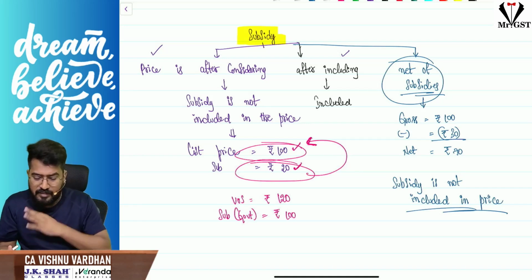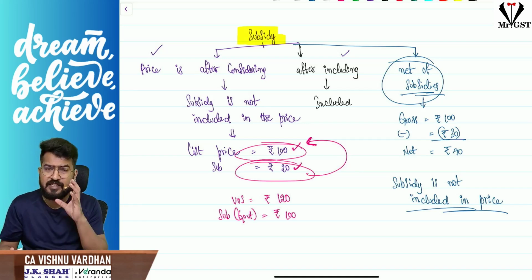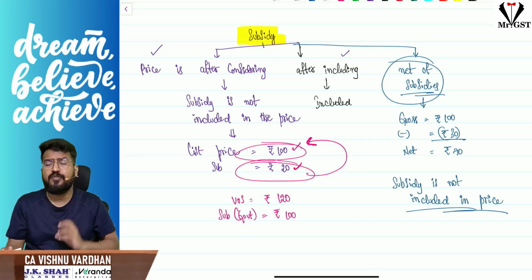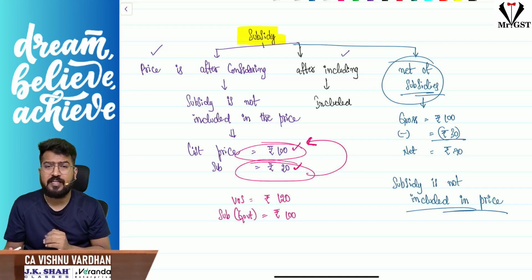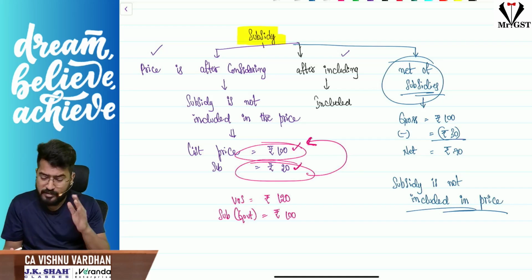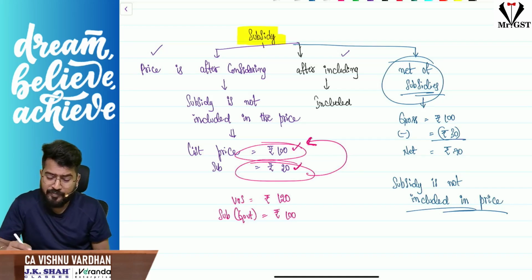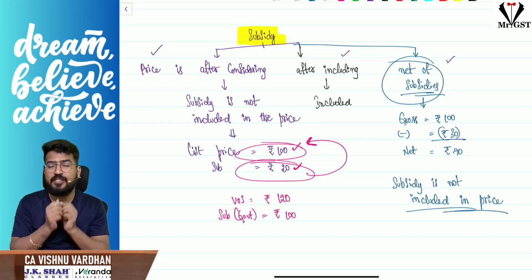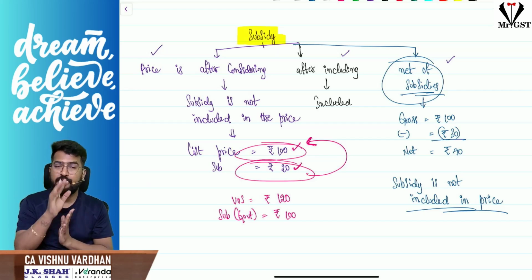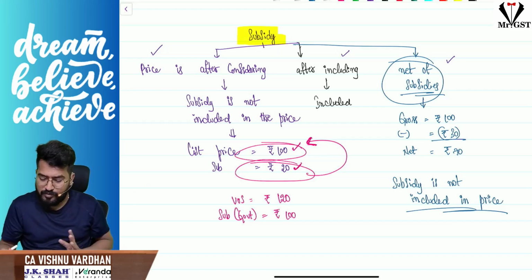The next one is net of subsidies. When they say net of subsidies, subsidies are removed from that amount. So whatever amount, the list price or whatever value has been given there, it is excluding subsidies. It is not including subsidies. So please understand, net of subsidies means subsidies are removed from that value. It is not included in the price. Please remember this carefully. So this is what the concept is all about.